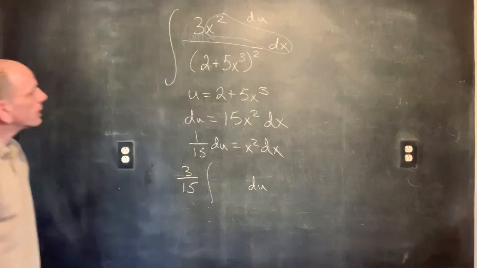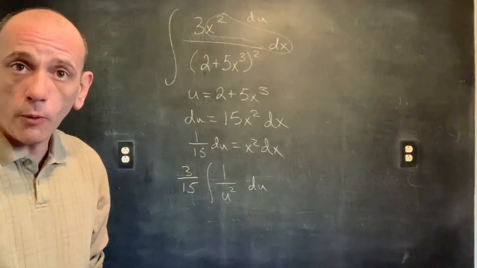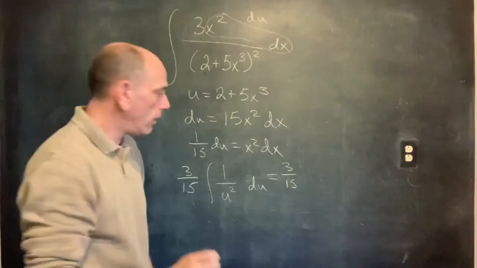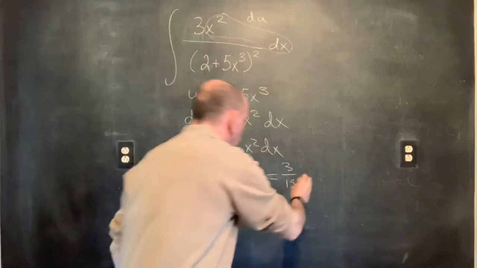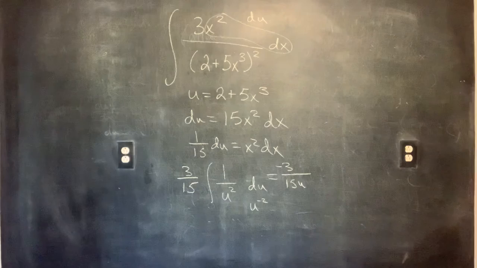I pulled the 15th out. It's du. And here I have u, 1 over u squared. Or, equivalently, u to the negative 2, which is a power rule now. We got 3/15 negative, so it'd be negative u to the negative 1, right? We have u to the negative 2, so I'm adding 1, there's a u to the negative 1, and then divide by the new power, which makes it negative. So negative over u, like that, plus a constant.